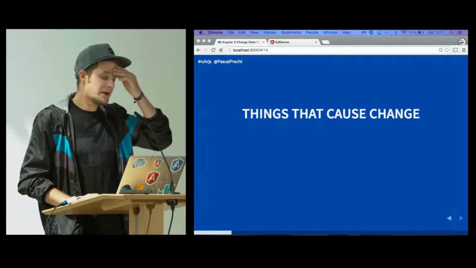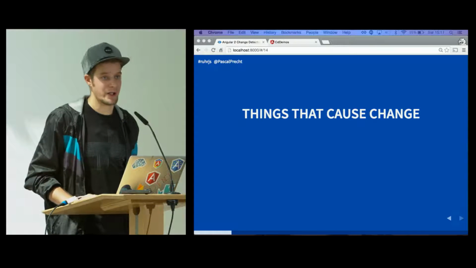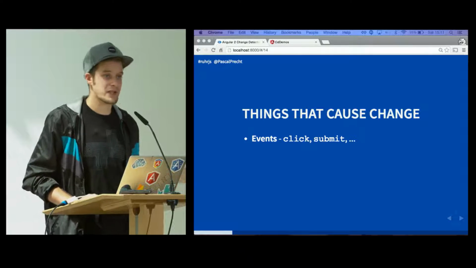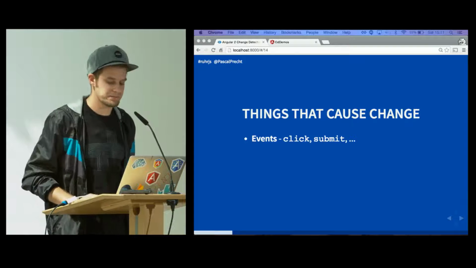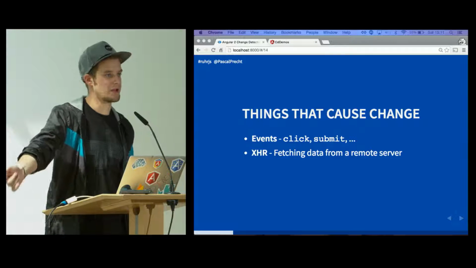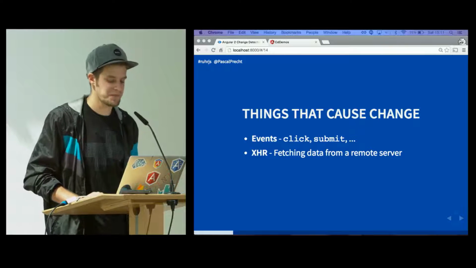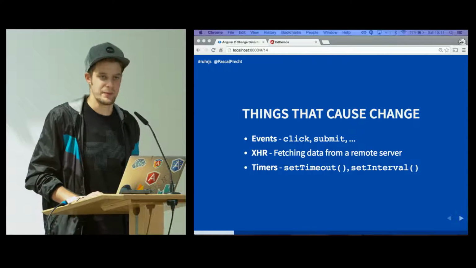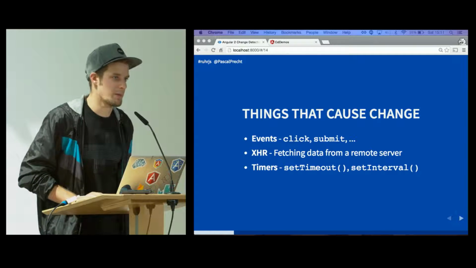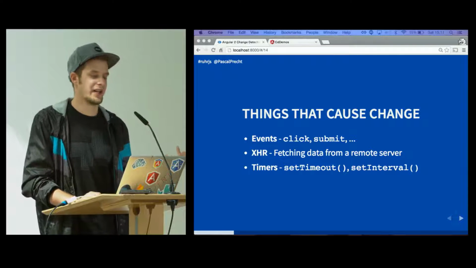So if we think about it, after all, there are just 3 different things that can really change application state in our web applications, and that's events, click, submit, and all the other events that we know. There's XHR, so AJAX requests. Whenever we send data to a server or request data from a server, this is also the moment when something can change. And then there's things like timers, because JavaScript, right? We have setTimeout and setInterval and these kinds of things. So this is when we basically register some sort of callbacks that are executed once they return.